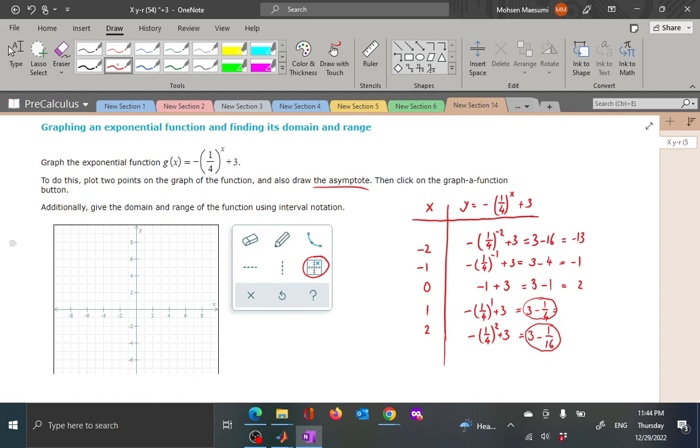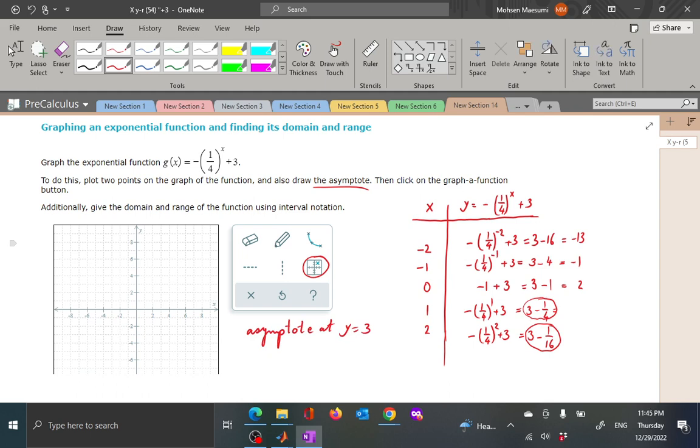As x goes to plus infinity, you see that you're subtracting smaller and smaller numbers here, and the result comes closer and closer to 3. That means you have an asymptote at 3. So the asymptote of this graph is at y equal to 3, because we are getting closer and closer to 3.